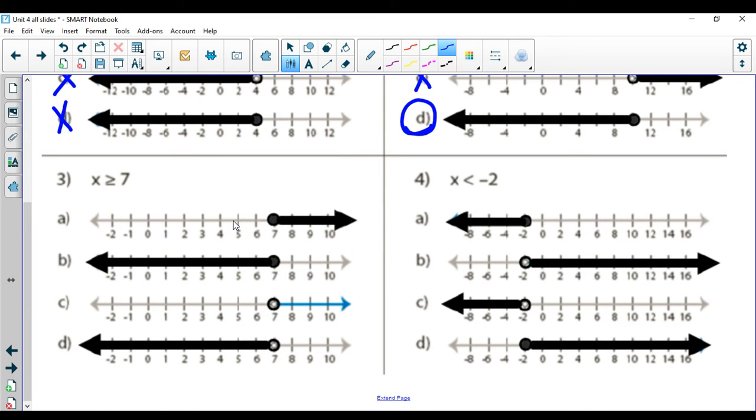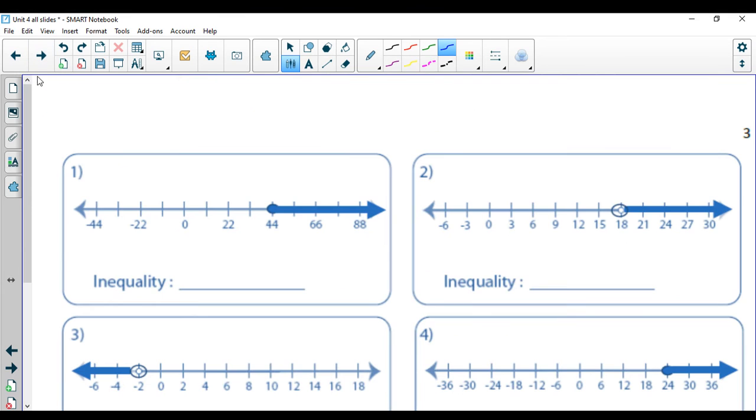In number 3, x is greater than or equal to 7. Because it's or equal to, it's going to be a closed circle because it's inclusive of the 7. Greater than or equal to shades up to the right. X is less than -2. This is an open circle, so we're going to eliminate A and D. And down to the left because it's less than, so C is our correct answer here.